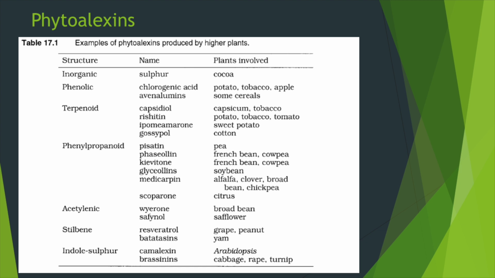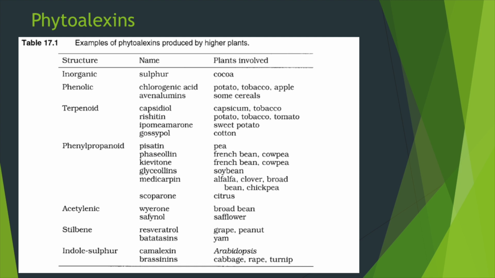Terpenoids include capsidiol, rishitin, hemigossypol, and gossypol. They are basically produced in tobacco, tomato, sweet potato, and cotton. The main pathway, the phenylpropanoid pathway, has examples like pisatin, phaseollin, glyceollins, and medicarpin. These are produced by alfalfa, clover, broad bean, chickpea, etc. Acetylenic molecules include safynol and wyerone. They are produced in broad bean and safflower.